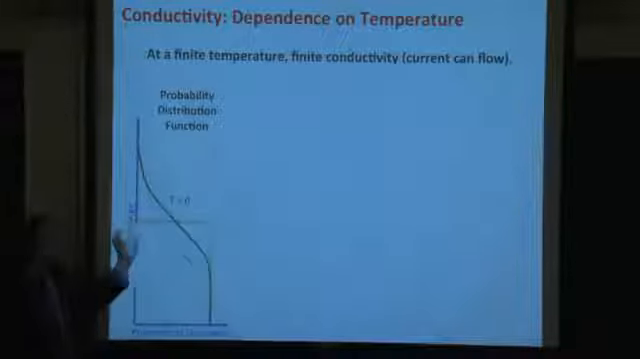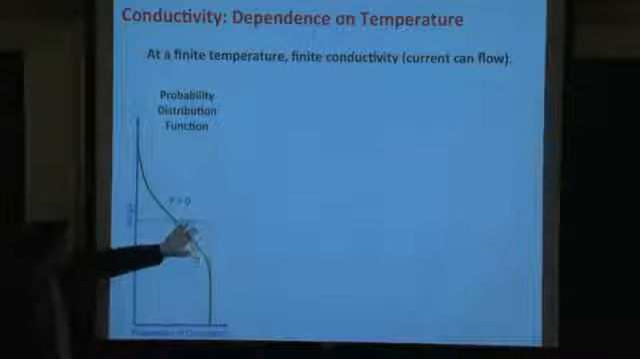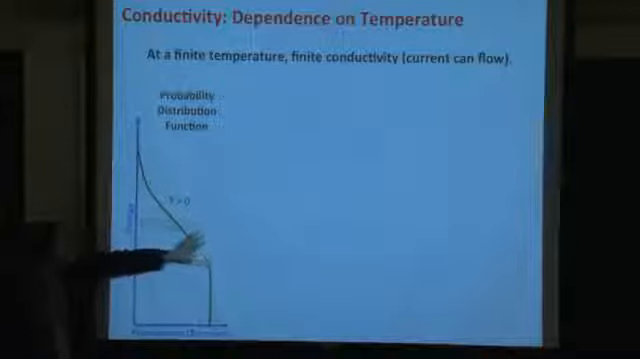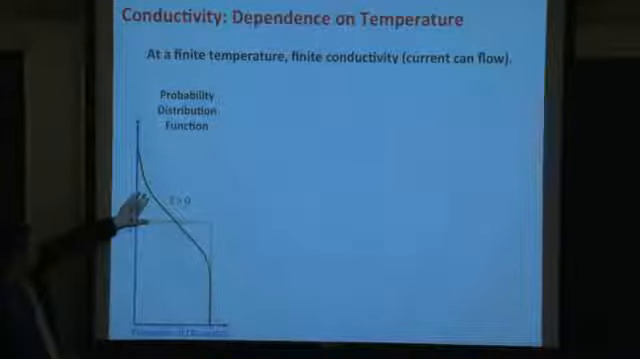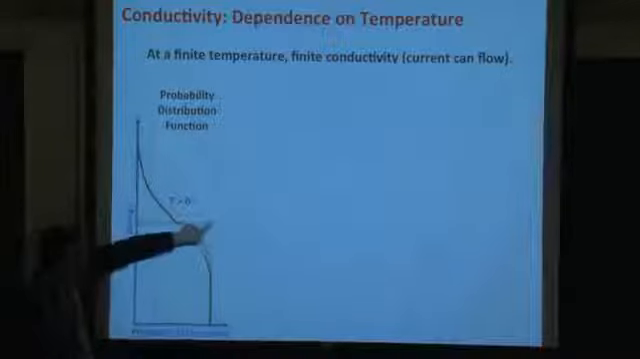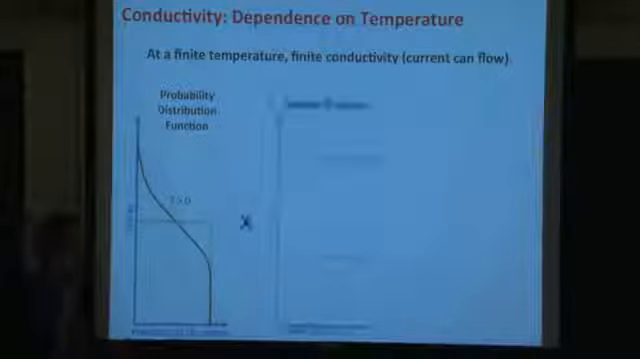Now let's look at what happens when we heat this up. When we heat the sample up, some of the electrons that were in the lower energy states are going to be excited to higher energy states. The area of this little shape right here is equal to the area of that little shape right here, because we have conservation of number of electrons in our system.